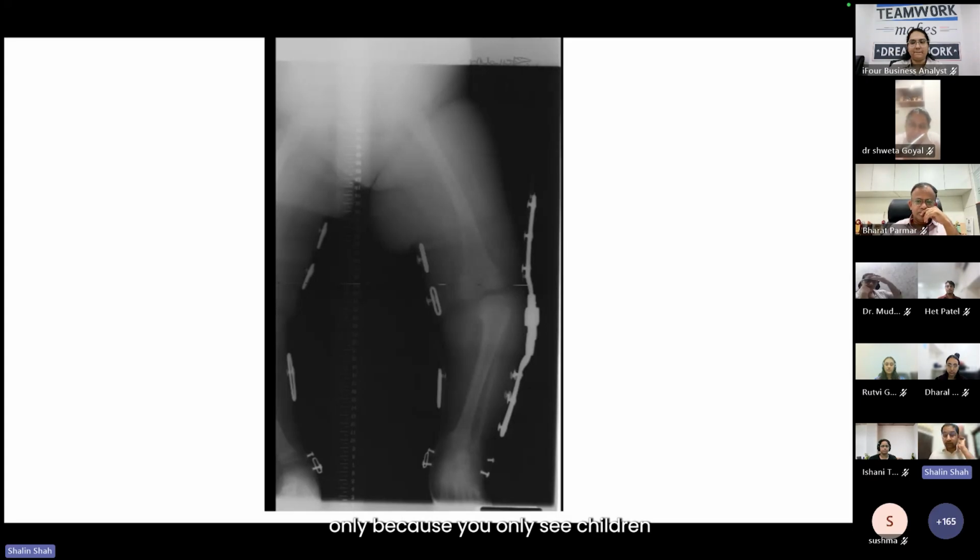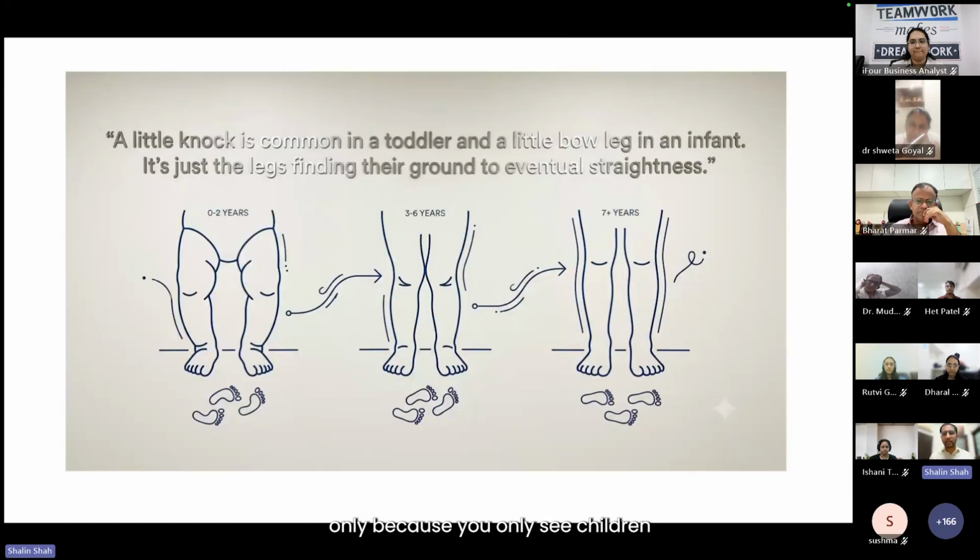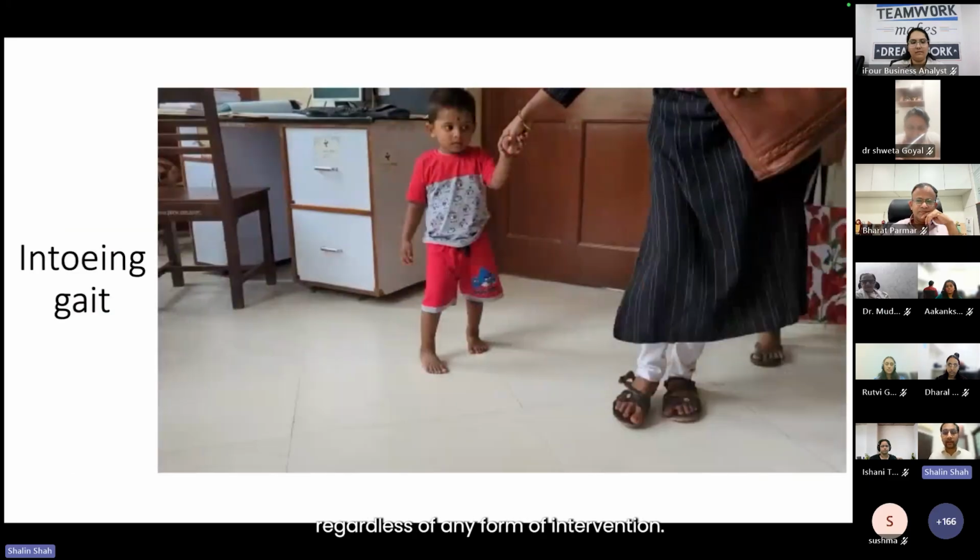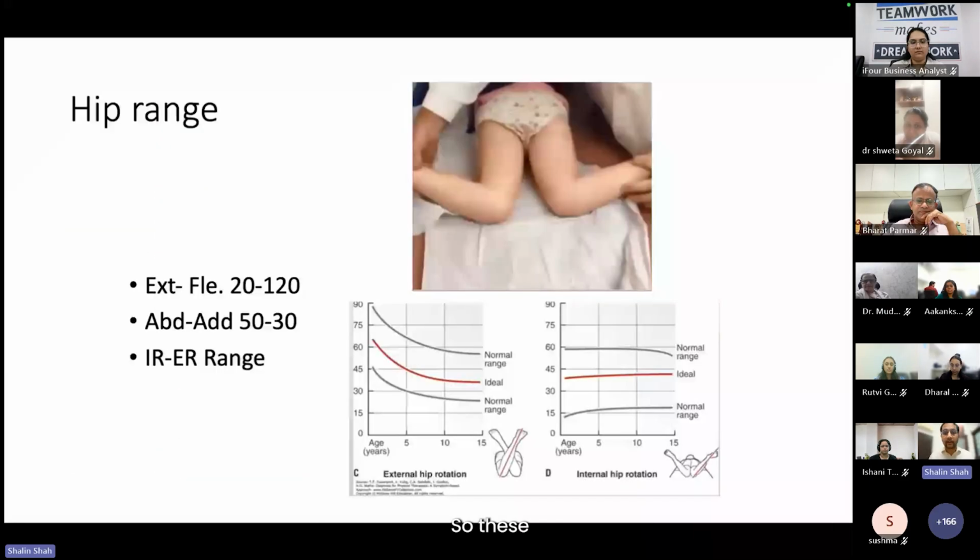You come with this idea only because you only see children who have bowed legs, and you do something to them, and then the bowing corrects. But the bowing is going to correct regardless of any form of intervention. So these are normal conditions which do not need any intervention, and they are going to correct by themselves, which is why we need to know the natural history of these conditions.